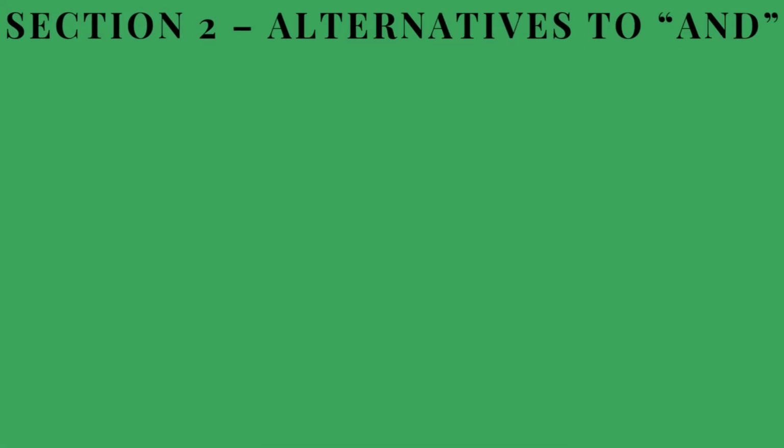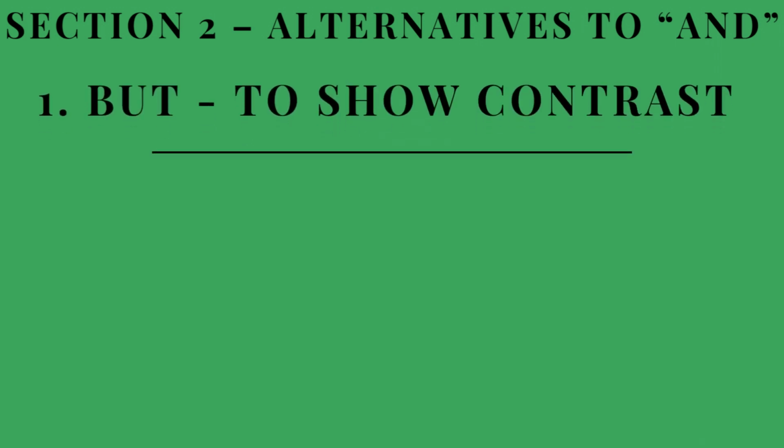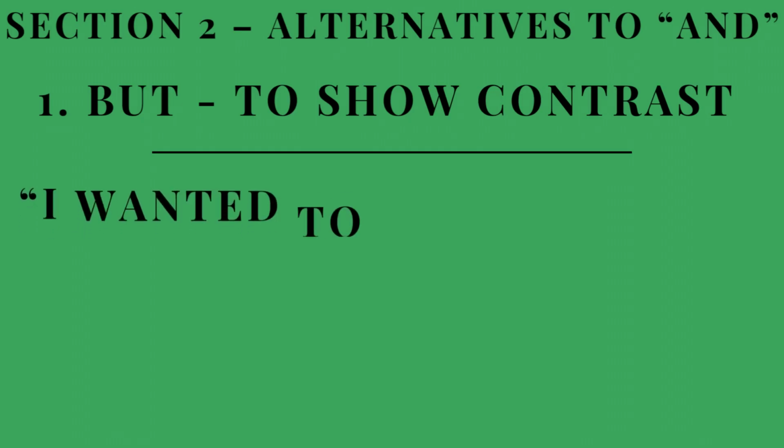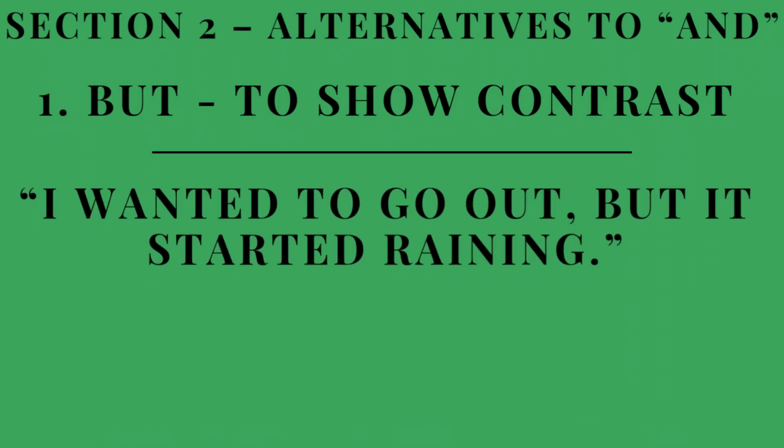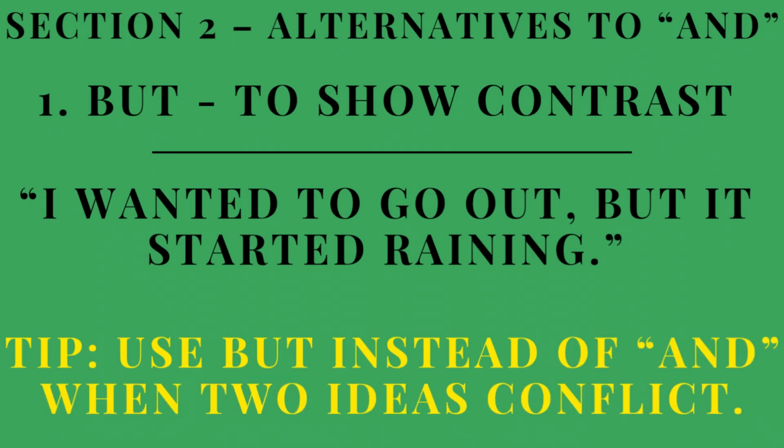Section 2. Alternatives to "and." Let's go through the most useful ways to replace "and" in different situations. 1. "But," to show contrast. Example: I wanted to go out, but it started raining. Tip: use "but" instead of "and" when two ideas conflict.